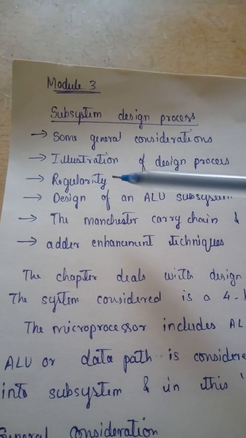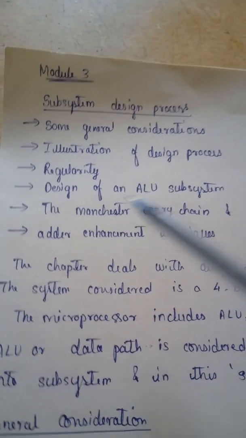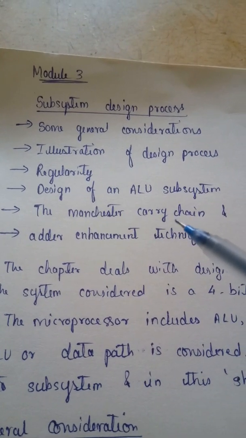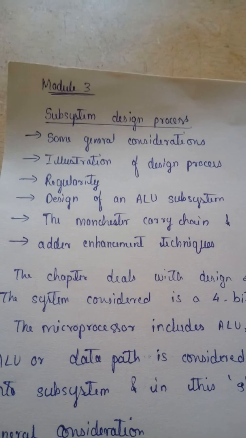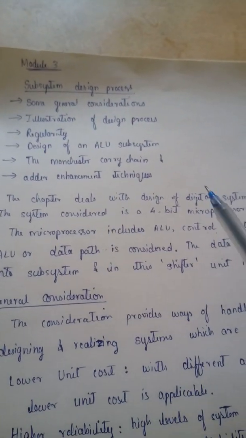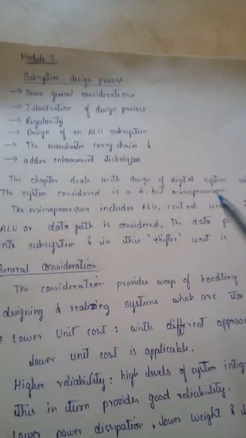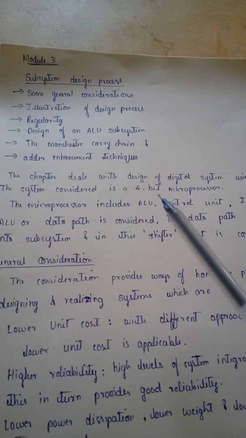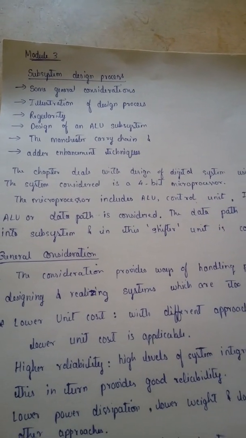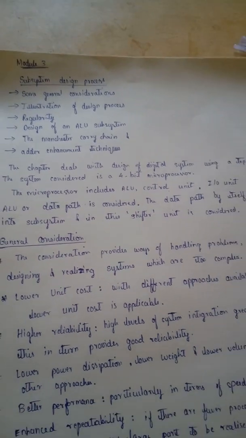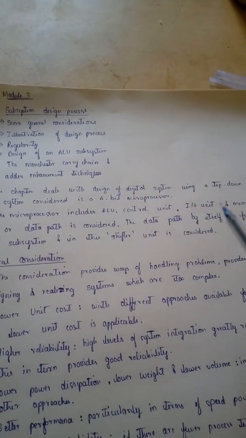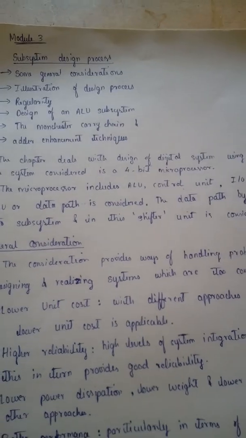And later you have something called regularity, then design of ALU subsystems. How is the ALU subsystem designed? And you have something called the Manchester carry chain and adder enhancement techniques, right? So this chapter deals with the design of a digital system using a top-down approach, and the system under consideration is a 4-bit microprocessor. Whatever design you do here, the system consideration is a 4-bit microprocessor. The microprocessor involves ALU, control unit, IO unit, and memory. As I told you in the beginning itself, you will be involved with the design part.